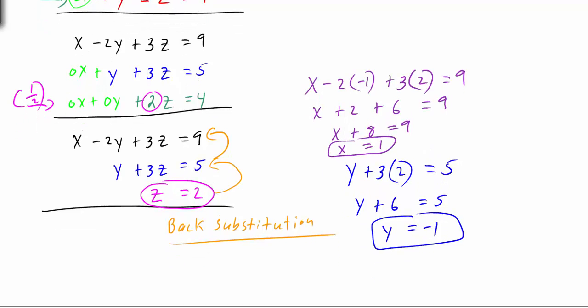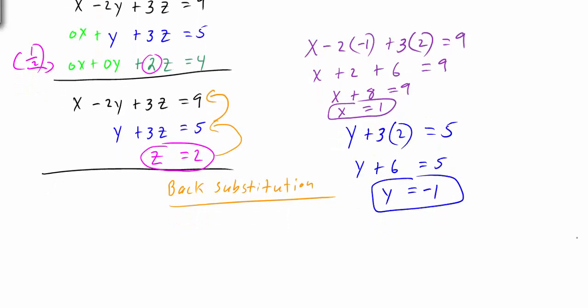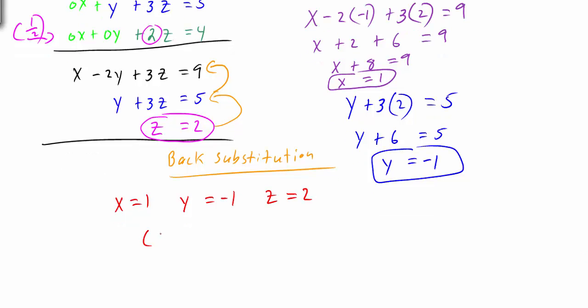So what we now have is, instead of an ordered pair, we have what's called an ordered triple, where x is equal to 1, y is equal to negative 1, z is equal to 2. So we would write this as (1, -1, 2). And here we have your x, your y, and your z coordinate.